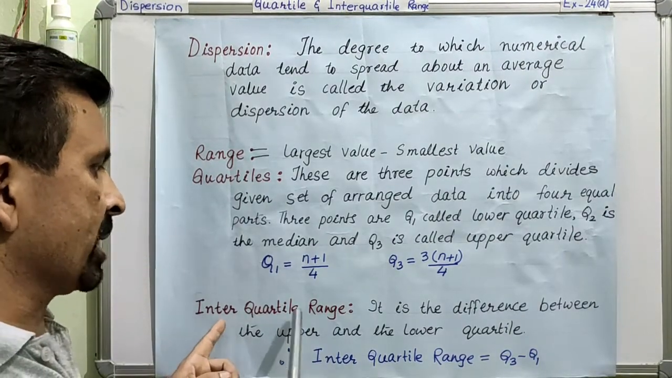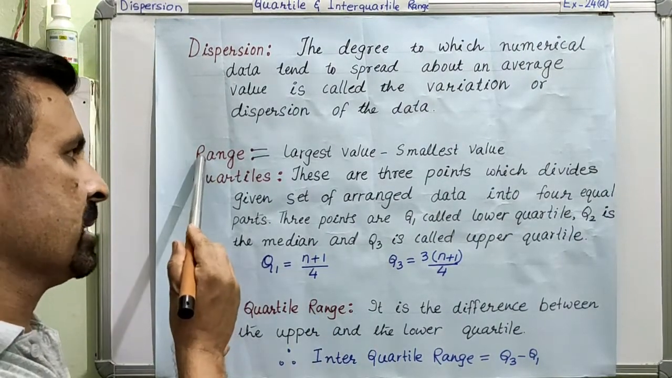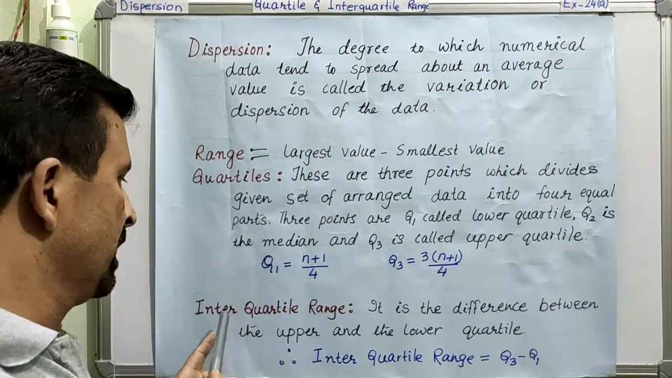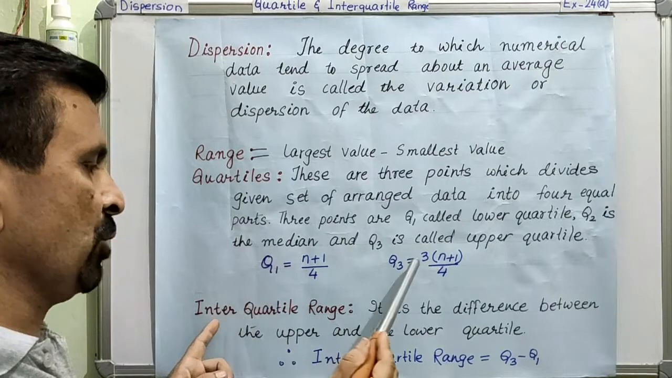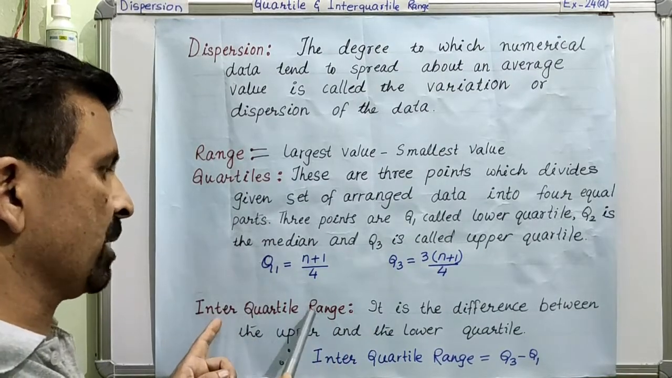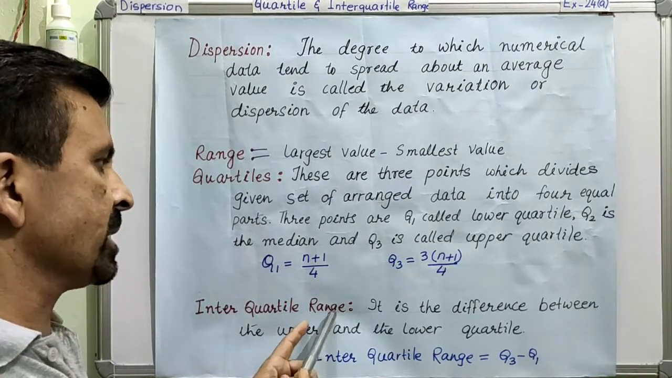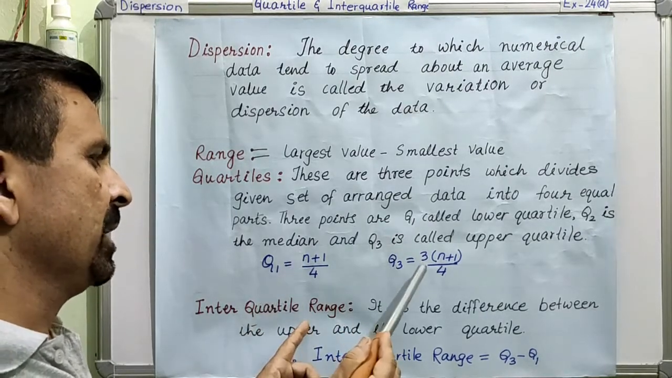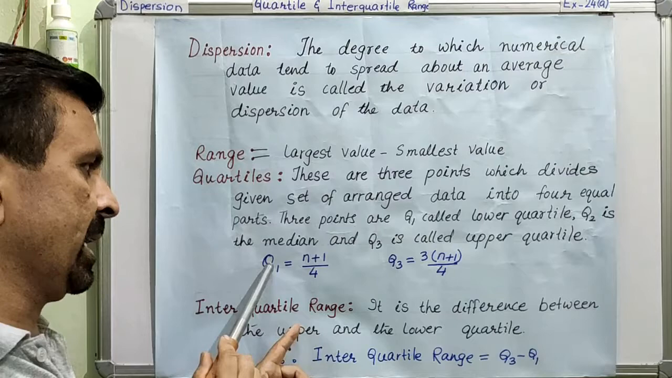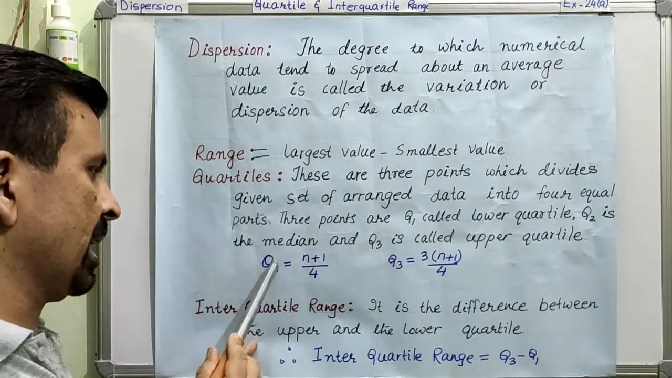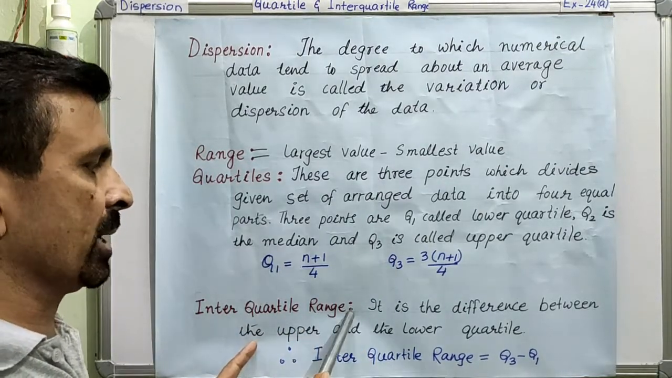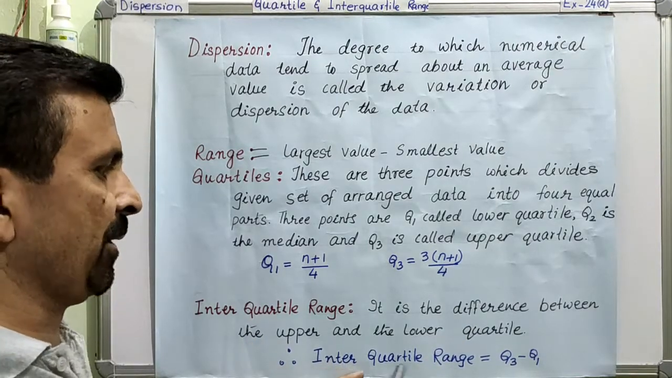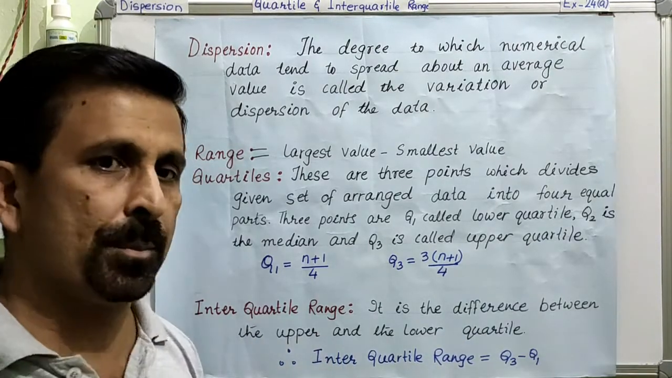Now, the interquartile range. You already know the range: it is the difference between the greatest value and the smallest value. Similarly, after having Q1 and Q3, we will be able to calculate the interquartile range. It is the difference between the upper quartile and the lower quartile. Clear? Therefore, we calculate it using the formula Q3 minus Q1.